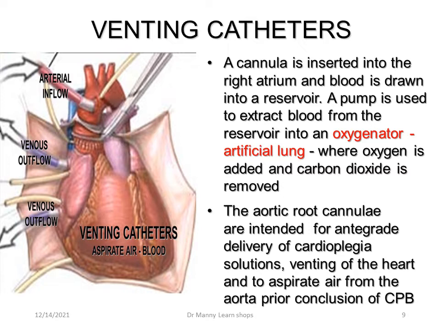The aortic root cannulas are essentially, in some cases, intended for antegrade delivery of cardioplegia solutions, also the venting of the heart and to aspirate air from the aorta prior to concluding the cardiopulmonary bypass. You don't want the heart to have any air in it, otherwise they'll get an air embolism and they could possibly have an embolic phenomenon occurring and stroke.